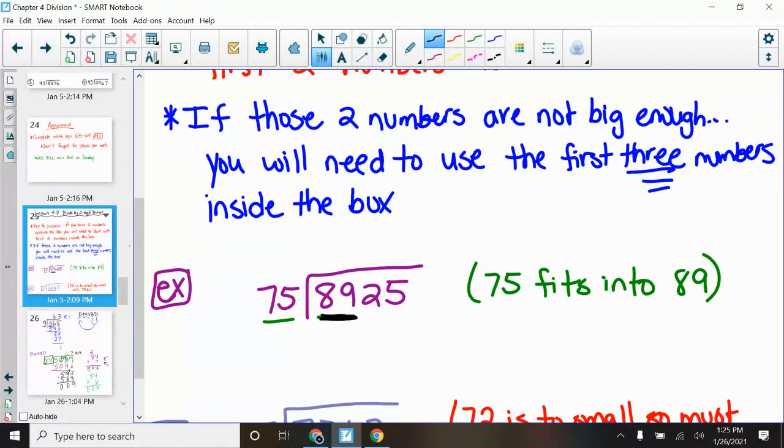And if you're somebody, because everybody is a different learner, some people will finish faster than other people. If you happen to finish a little bit quicker and you're waiting for other people to finish, check your answer. You've been taught how to check your answer. Take the quotient that you got and multiply it by the divisor. And then whatever that answer is, you just add your little leftover remainders to that number. And you should get your dividend if you're correct.